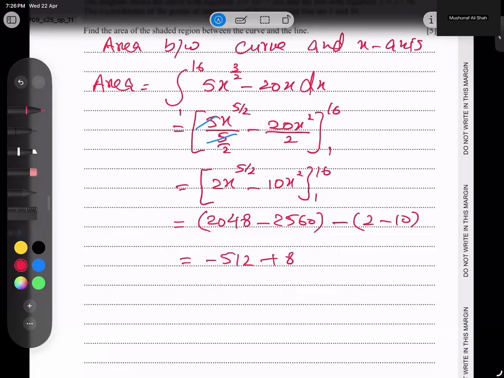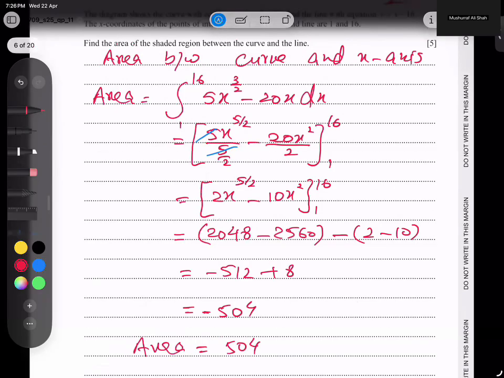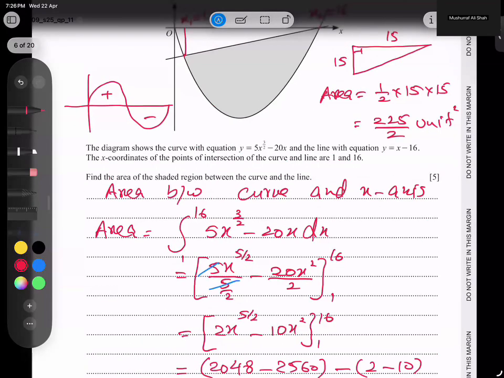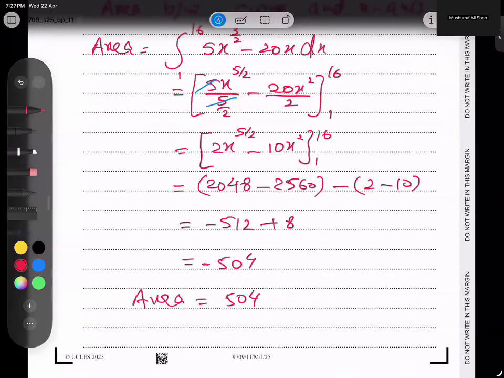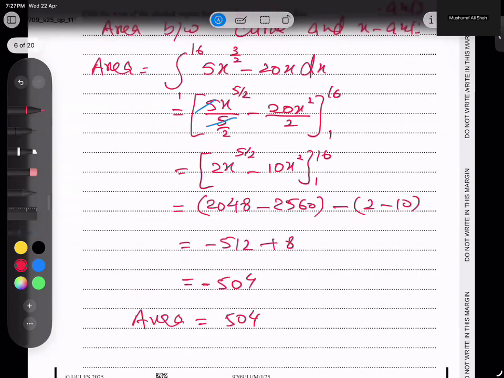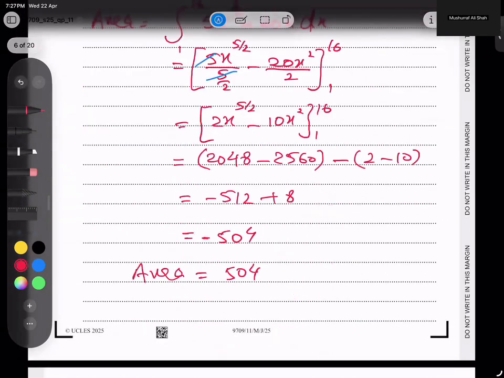But I said before, I get negative 504. And I said before the area is negative, I will eliminate it. So the area I've finally got is 504. So negative eliminated, and now I'm just subtracting from here. So for 504, I subtract what answer? We have 225 over 2.